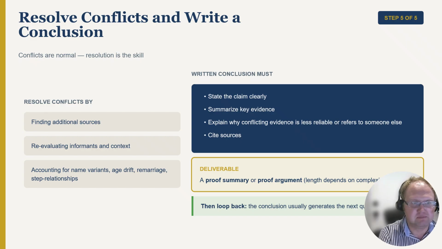All right, never mind. So step 5. Resolve conflicts and write a conclusion. I guess you have to do that conflict resolution in writing, so that's why it's all bundled up in writing a conclusion, because it has to be done in writing for it to be actually done. You can't leave it to be implied, you have to spell it out.